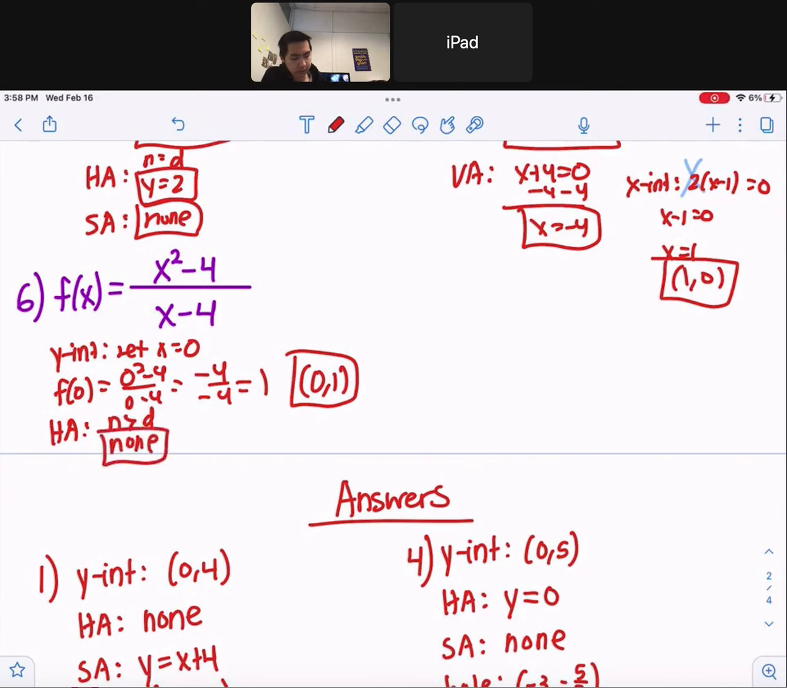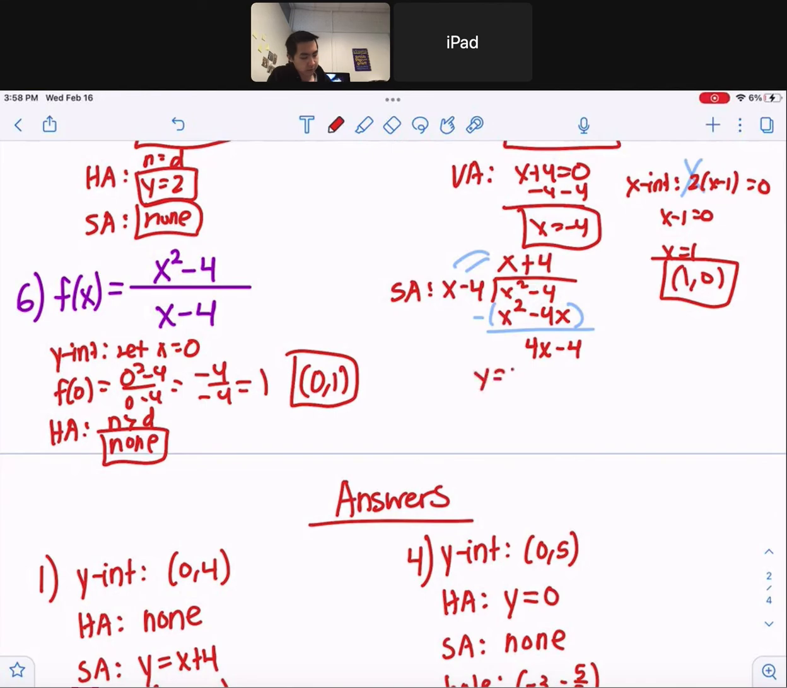And we can have a slant because the numerator is 1 degree higher than denominator. So x minus 4 into x squared minus 4. X times x will give us x squared. So x squared, x times negative 4, negative 4x. We subtract this. Now be careful, right? This cancels, but negative of negative 4x, you guys, is positive 4x. So that cannot combine with this, so just drop it down. 4x minus 4. X could go into 4x 4 times. So slant asymptote is y equals x plus 4.